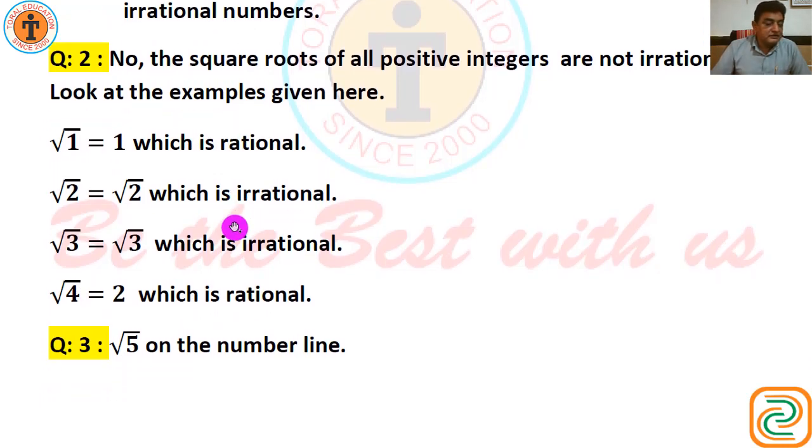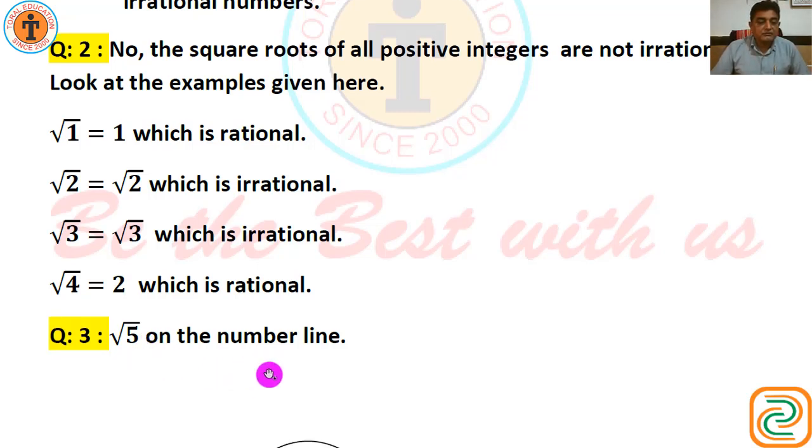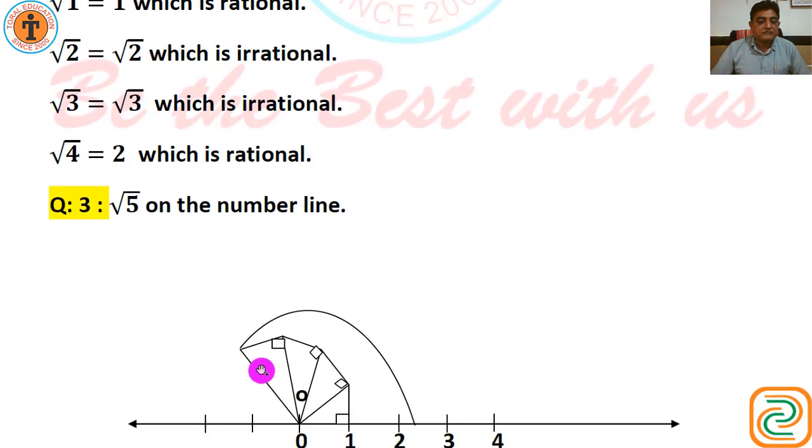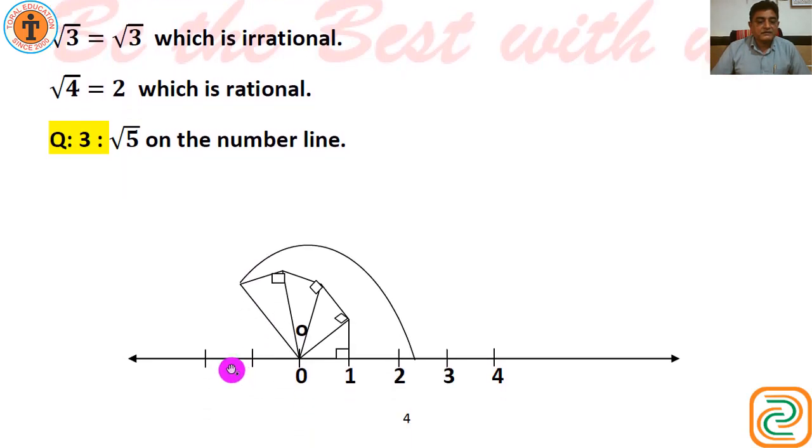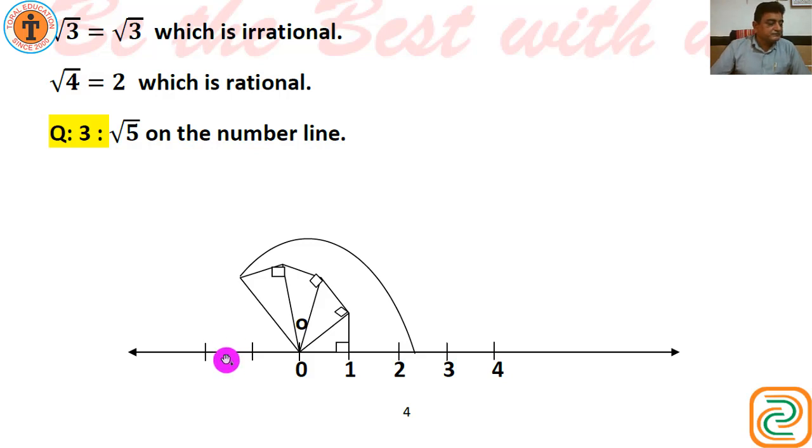Here is a real number which is irrational, and we have to show it on the number line. Root 5 on the number line. Look at the number line. Here is the number line from 0 to 1, 2, 3, 4, 5 up to infinity. Right? Here 0 means point O. I have shown it on this number line.